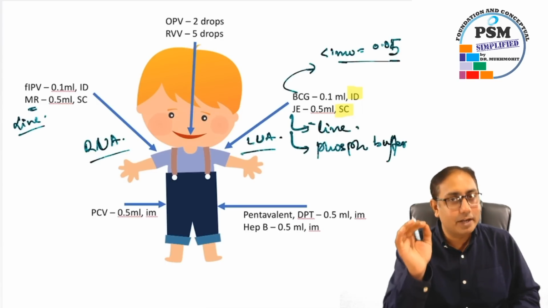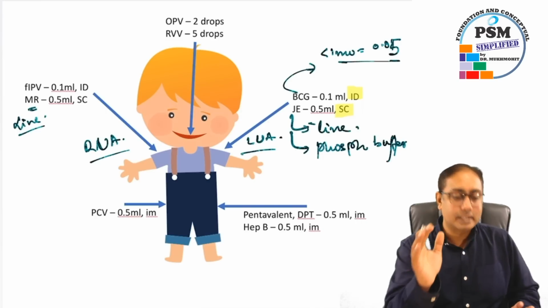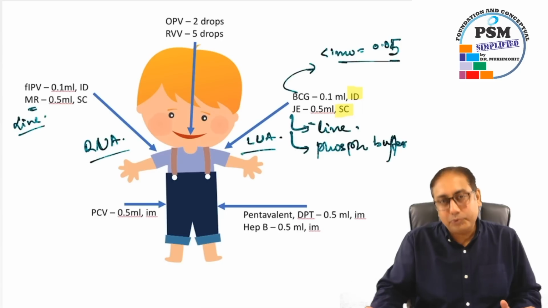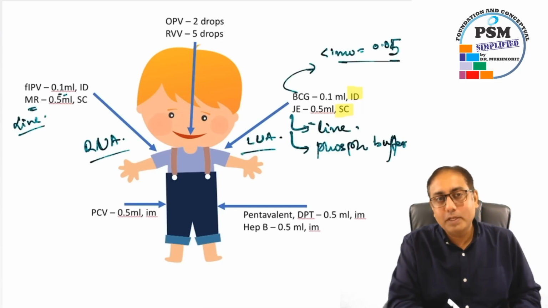There is only one important MCQ, that is the side effect of the measles rubella. That is a measles-like rash which can happen any day after 5 to 6 days till 10 days. So it is self-limiting. The rash will happen and it goes off within 2 to 3 days. It doesn't cause any harm, and that is the only side effect. Fractional IPV dose is 0.1 ml intradermal.